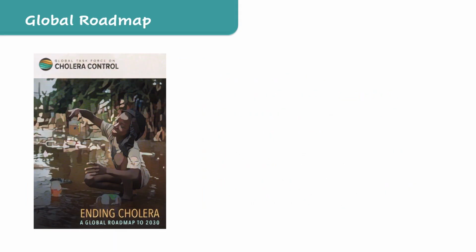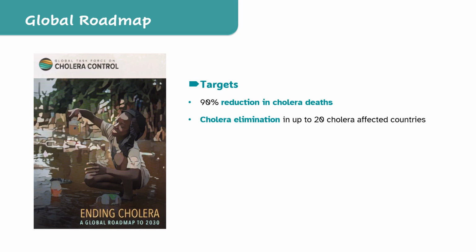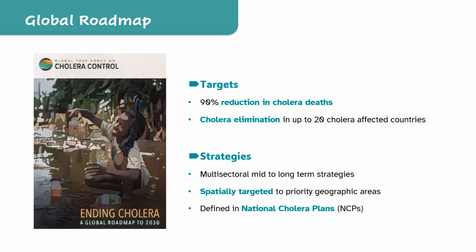WASH. In 2017, the Global Task Force on Cholera Control, GTFCC, launched a global roadmap to end cholera. This global roadmap aims to achieve a 90% reduction in cholera deaths and cholera elimination in up to 20 cholera-affected countries. The global roadmap calls for multi-sectoral mid to long-term national strategies against cholera that are spatially targeted to priority geographic areas. These targeted strategies against cholera are defined in National Cholera Plans, NCP.